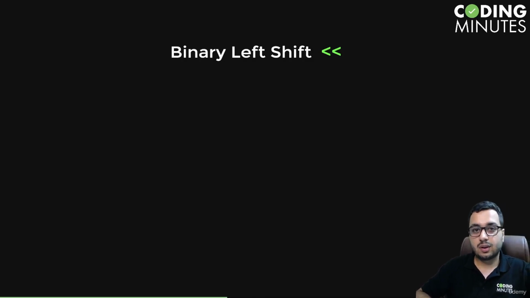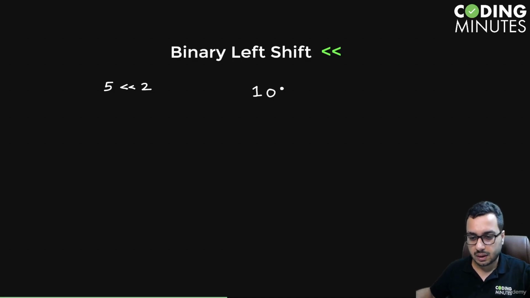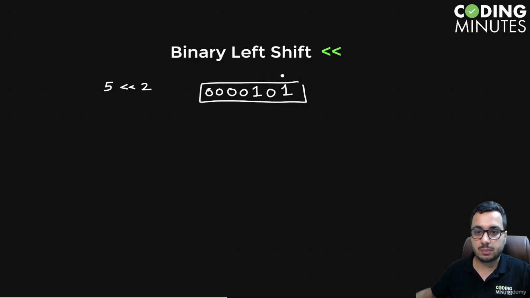Hi everyone. Now we are going to talk about binary left shift. So what is this operator? Generally you will find this operator written like this. Let's say 5 left shift 2. So what does it mean? It basically means we have a number 5, and whatever bits it has, we are going to left shift all the bits by a factor of 2. So everything is going to move towards left by a factor of 2.